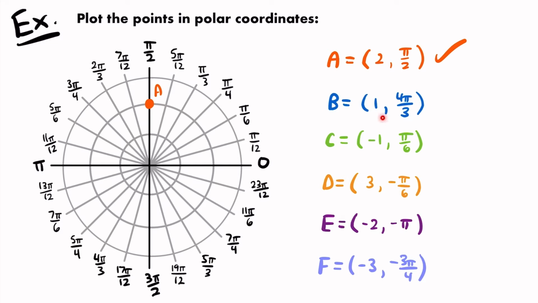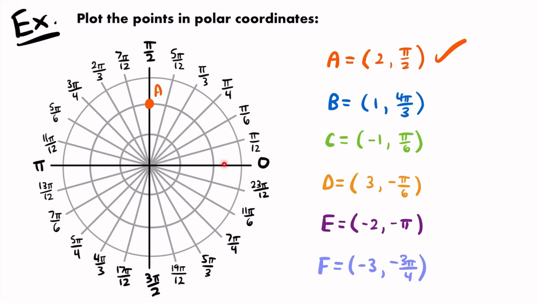B is equal to 1 comma 4 pi divided by 3. And so let's start with the angle. In this case, we have a positive angle, so we are going to measure that in the counterclockwise direction. 4 pi divided by 3 is an angle bigger than pi, right? 3 pi divided by 3 would be pi. So 4 pi divided by 3 is bigger than pi.